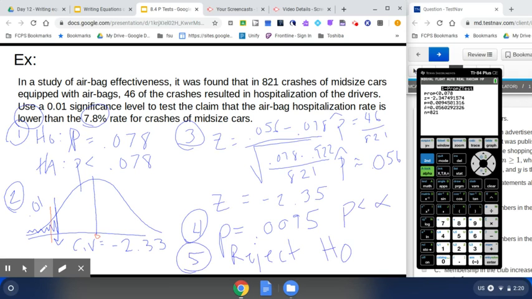We still have to write a summary for these guys. It's still a 6-step process. Unfortunately, I'm not going to have room on this slide to write it, so I'm just going to say what the summary statement would say in this case. So at alpha equal to 0.01, there does seem to be evidence to support that the airbag hospitalization rate is lower than 7.8% for mid-sized cars.